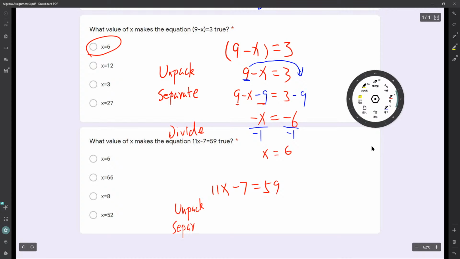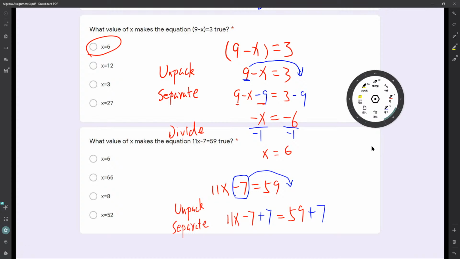And second, separate. To separate, we want to move the number to the other side. If you move the number to the other side, it's the same as plus 7 on both sides. So 11x subtract 7, and then I plus 7, will be equal to 59 plus 7. So I'm adding 7 on both sides. According to our property, if you add the same amount, it's still equal. So this is still an equation.